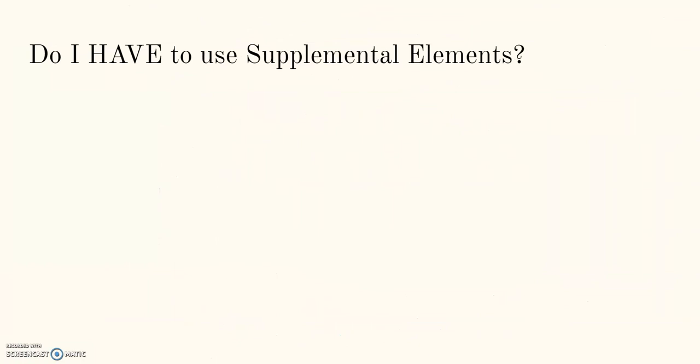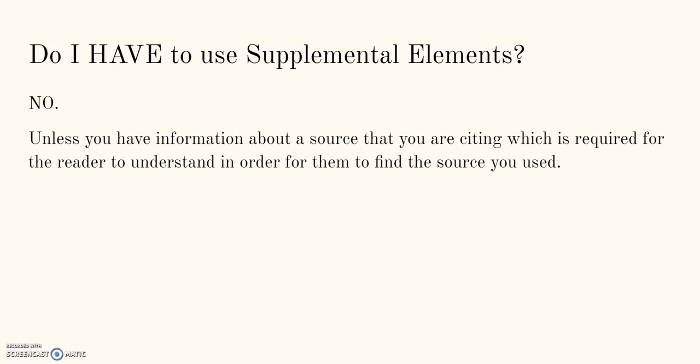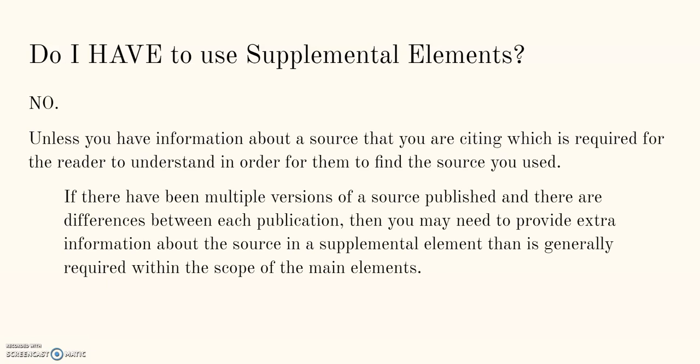Do you have to use supplemental elements? No. Unless you have information about a source that you're citing which is absolutely required for the reader to know in order to find the source. If there have been multiple versions of a source published and there are differences between each publication, then you may need to provide that extra information to ensure that people know which version they need to look at to see the information that you pulled for your paper.